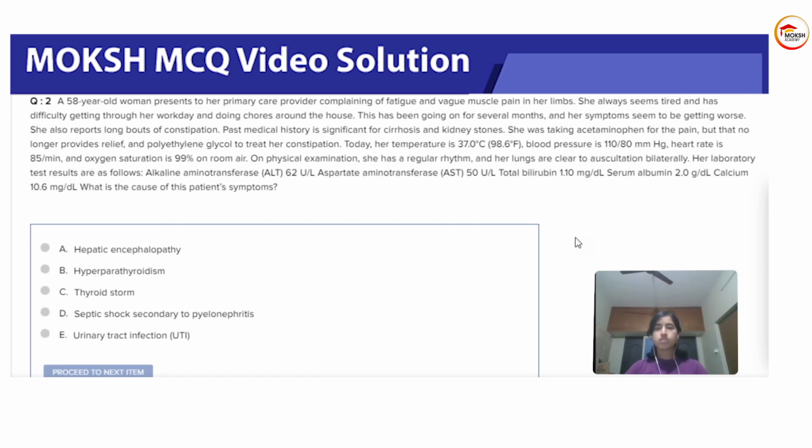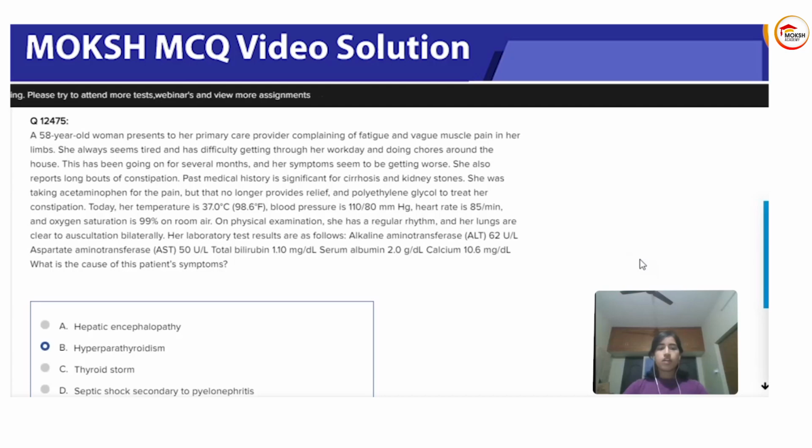Today, her temperature is 37 degrees Celsius, blood pressure is 110/18 millimeter of mercury, heart rate is 85 per minute, and oxygen saturation is 99% on room air. On physical examination, she has irregular rhythm, and her lungs are clear to auscultation bilaterally. Her laboratory test results are as follows: an ALT of 62, an AST of 50, total bilirubin of 1.1 milligram per deciliter, serum albumin of 2 gram per deciliter, and calcium 10.6. What is the cause of this patient's symptoms?